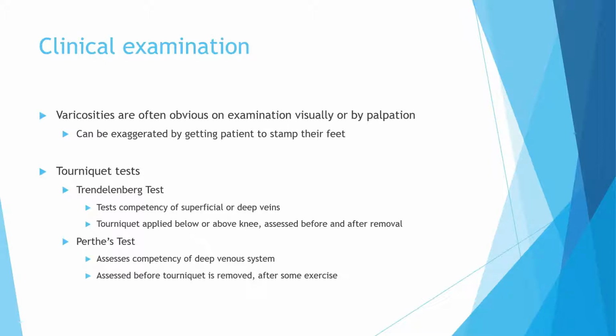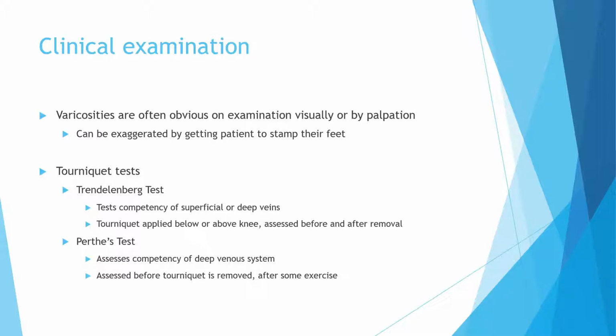You can do some tourniquet tests to try and isolate the level of incompetence or generation of varicose veins. Due to the availability and ease of ultrasound nowadays, these tests are not done commonly clinically, however they're still quite good to be aware of.